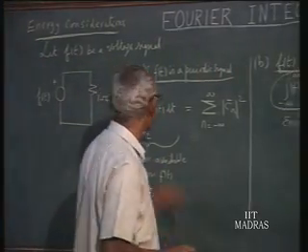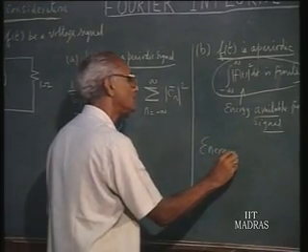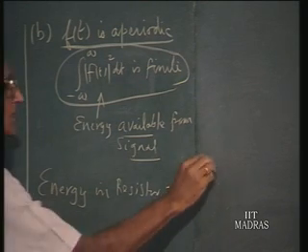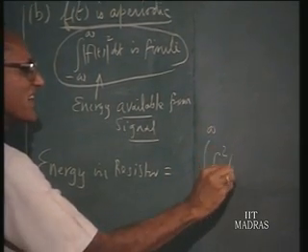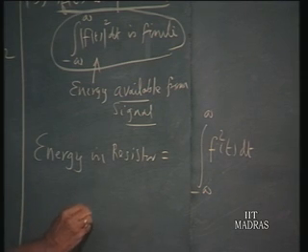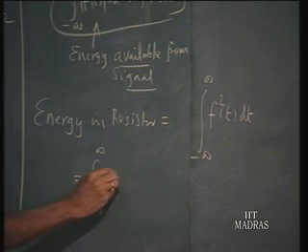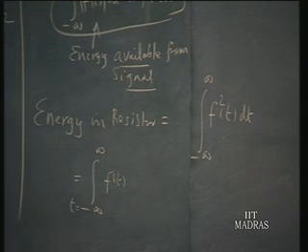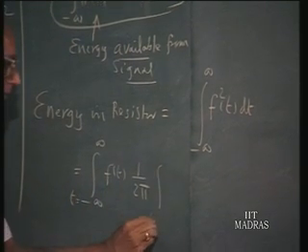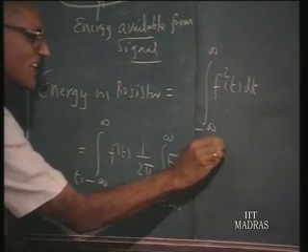So, the energy that is dissipated in this 1 ohm resistor is given by this. Energy dissipated in the resistor is the integral from minus infinity to plus infinity of f square t dt, and this I would like to write as the integral over t running from minus infinity to plus infinity of f of t, and for the other f of t I use the inverse Fourier transform formula, which is 1 over 2 pi, integral over omega from minus infinity to plus infinity of F of j omega e to the power of j omega t d omega.